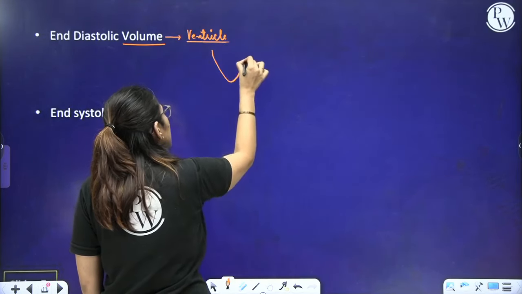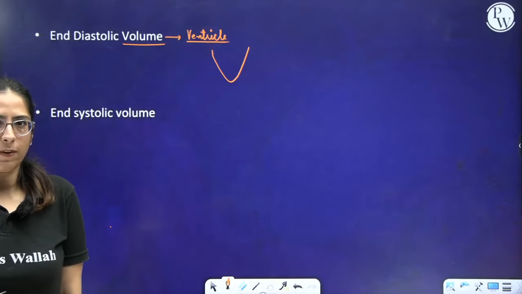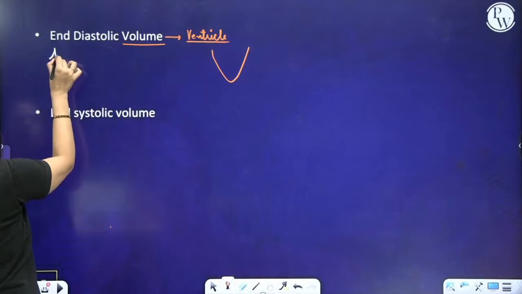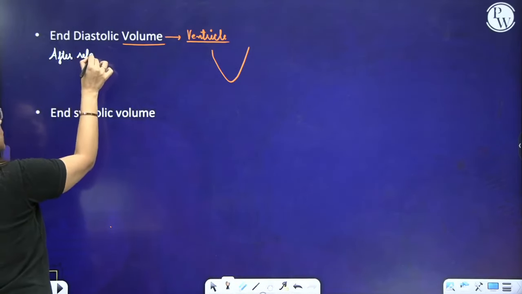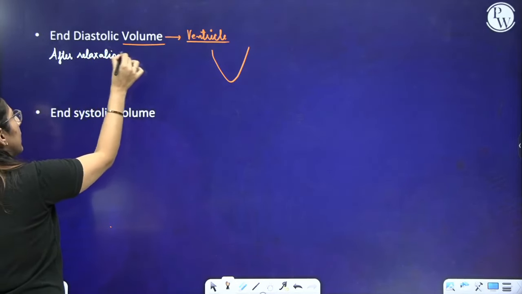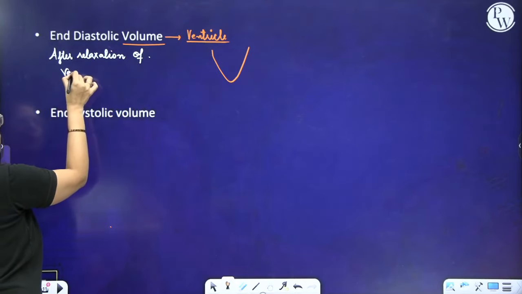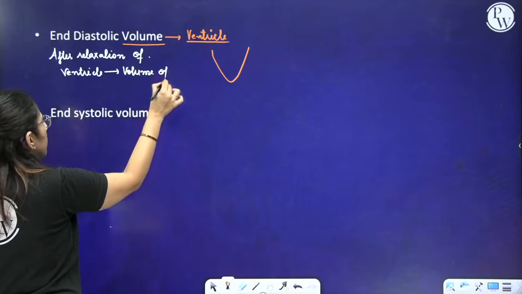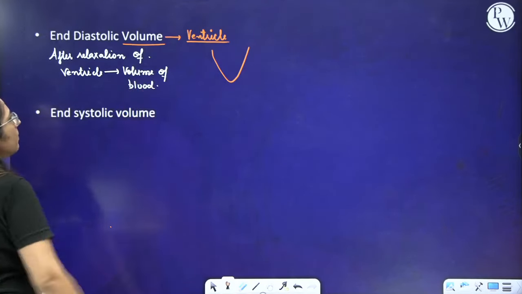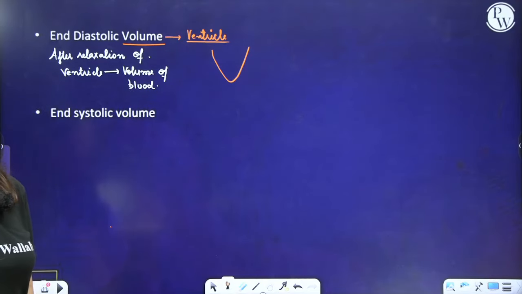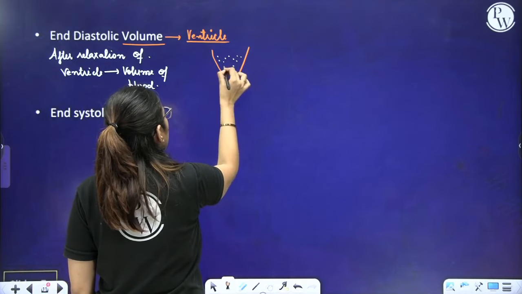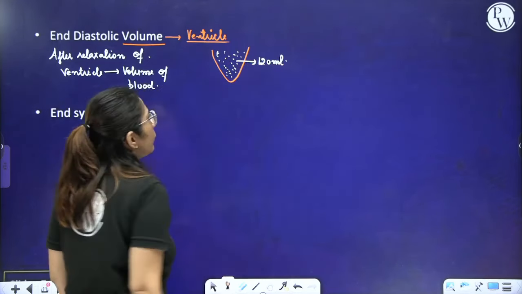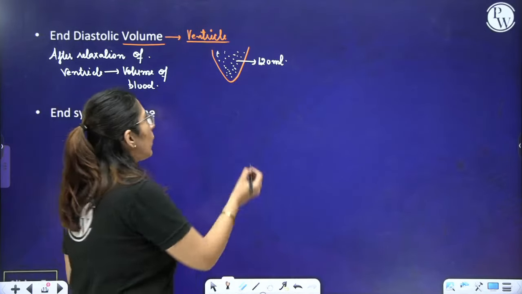Now, we are having ventricles like this. Right? Now what does end diastolic volume mean? After relaxation of the ventricle, how much volume of blood does it have? It means the maximum blood which is present in the ventricle. And you know what that is? That is around 120 ml. How much? 120 ml. So the answer should be 120 ml.